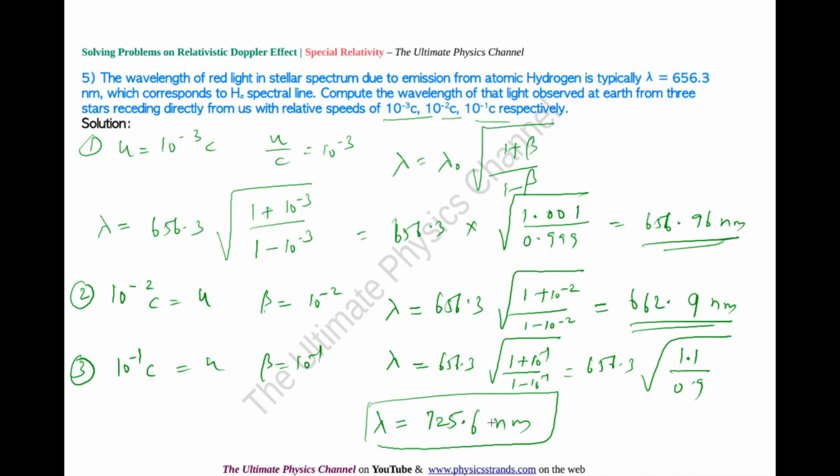So it's further increased towards, so 725.6 indicates that it is going to the infrared region, right? It's larger than the visible red light. So it's infrared region, completely redshifted, right? So these are the three values you got to be getting in this one, right? So let's move to the next one.